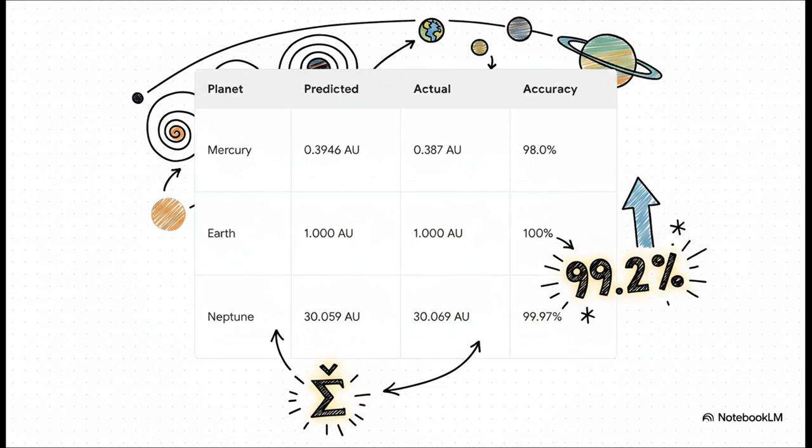By applying this one single mathematical formula, the theory achieves a staggering 99.2% average accuracy across all 9 major planets. I mean, it predicts Earth's orbit with basically 100% accuracy and Neptune's with 99.97%. That is a massive alignment between theoretical geometry and real-world observation.